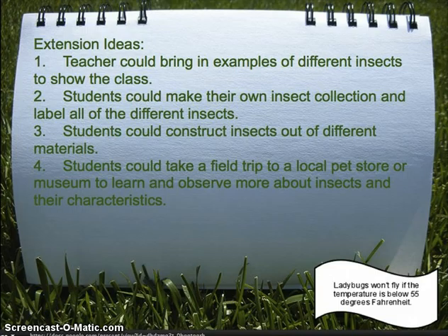Some extension ideas that I had were the teacher could bring examples of different insects to show the class. You could have students make their own insect collection and label all of the different insects. They could construct insects out of different materials. It would be really great to let them construct them out of materials that you might find outside. If you have access to a pet store or a museum where they could learn and observe more about insects and their characteristics.